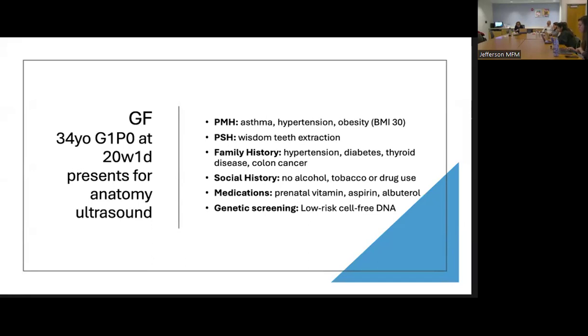Her past medical history is significant for asthma, hypertension not on medication, obesity with a BMI of 30. Past surgicals: wisdom teeth extraction. Family history: hypertension, diabetes, thyroid disease, colon cancer. No significant social history. She is on a prenatal vitamin, low-dose aspirin to decrease risk of preeclampsia, and albuterol PRN. Her genetic screening was low risk fetal cell-free DNA.